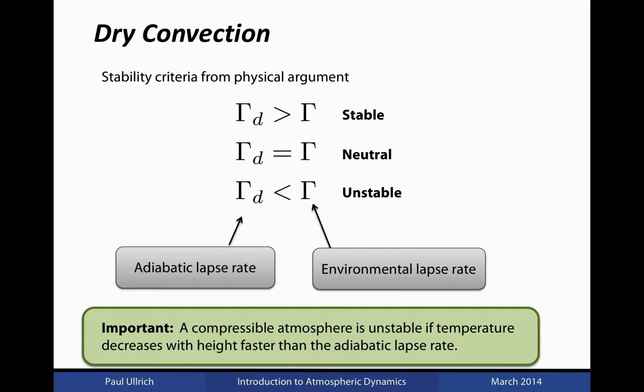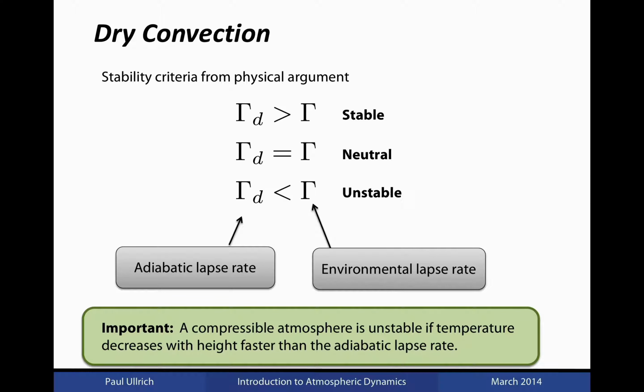Consequently, we obtain three different conditions associated with stability of a background environment. The environment is considered stable if the dry adiabatic lapse rate is greater than the environmental lapse rate. It's considered neutral if the dry adiabatic lapse rate is the same as the surrounding environment, and it's considered unstable if the dry adiabatic lapse rate is less than the environmental lapse rate.